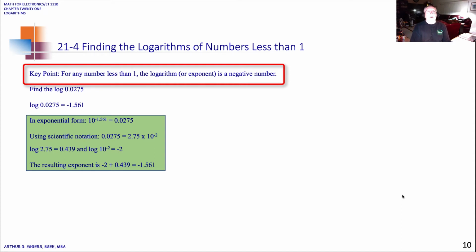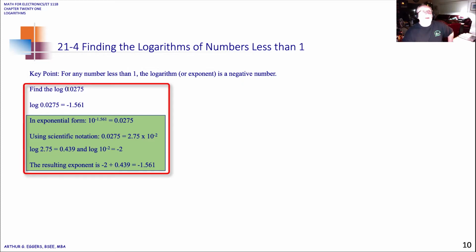Logarithms less than 1. For any number less than 1, the logarithm, or exponent, now becomes a negative number. So that's the key: knowing when negatives are invoked. If we look at an example, find the log of 0.0275. The log of that value becomes minus 1.561. So you can see it's a negative value. Again, you would put that in the calculator, and that's the value that would show up.